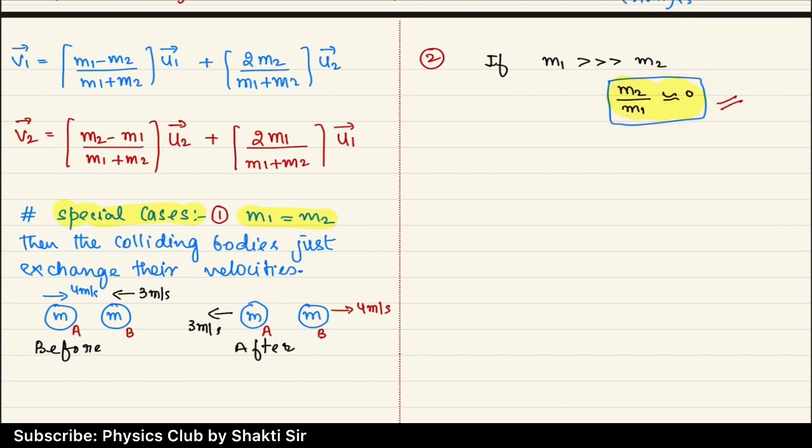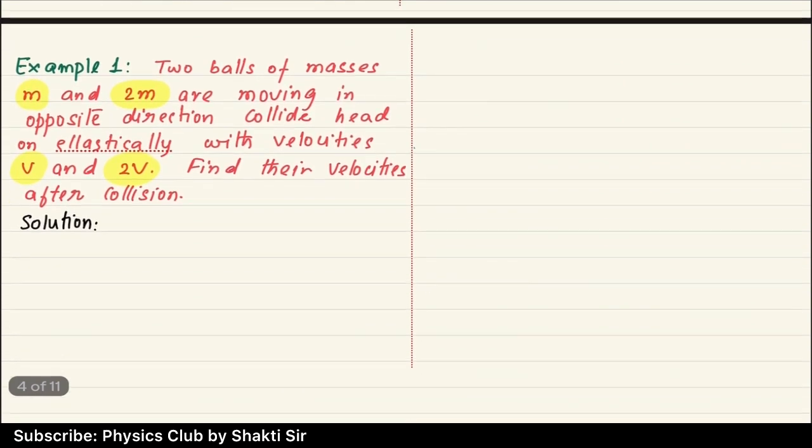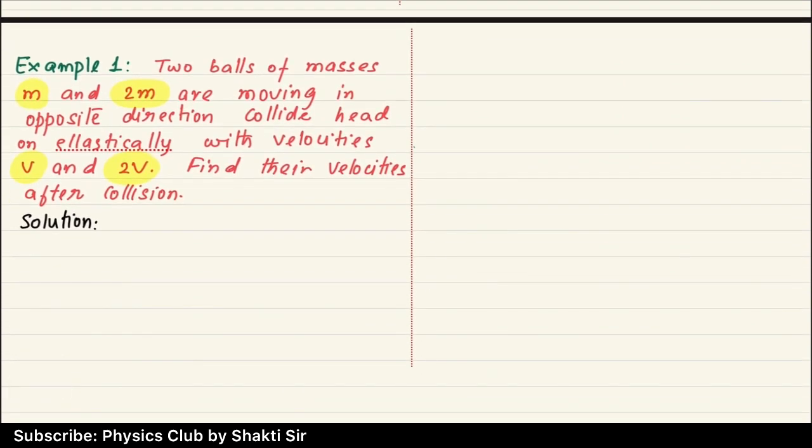Let's solve some numericals. Our first numerical: two balls of masses m and 2m are moving in opposite directions. Let me draw the two balls. Let's say this is m and this is 2m, moving in opposite directions and colliding head-on elastically with velocities v and 2v. Find their velocities after collision. So this is our u1 and this is our u2.